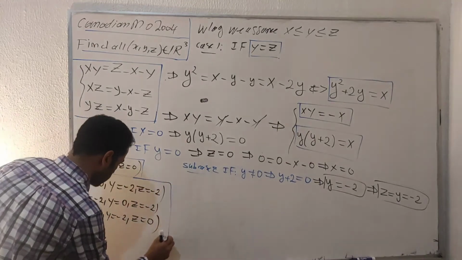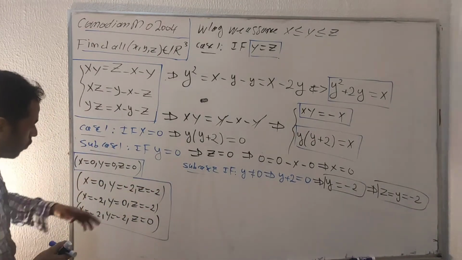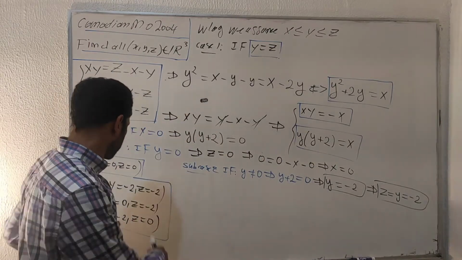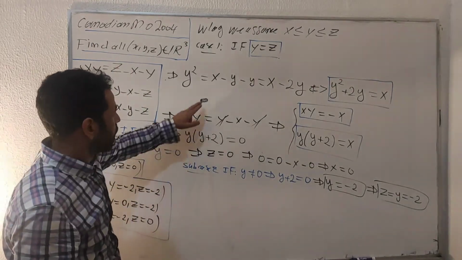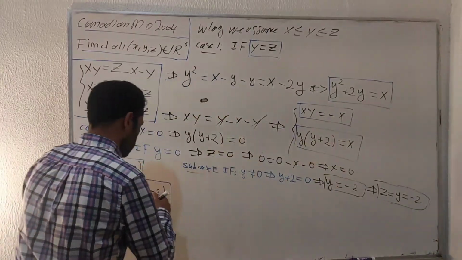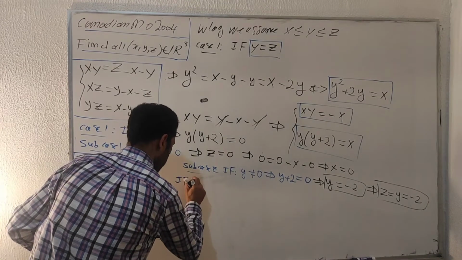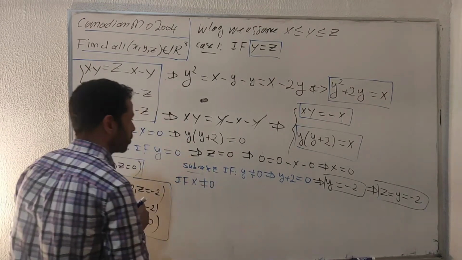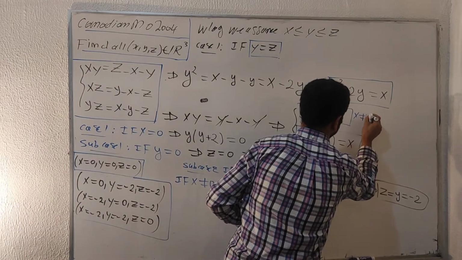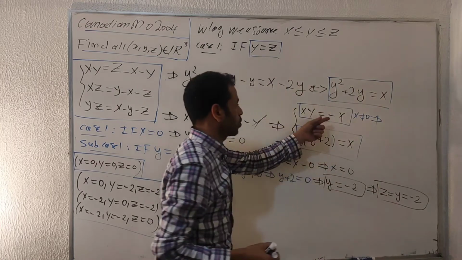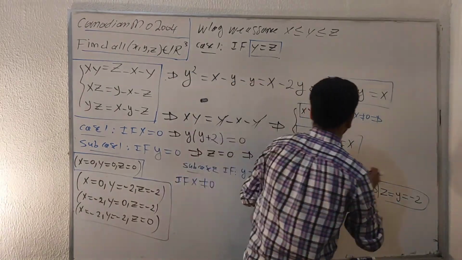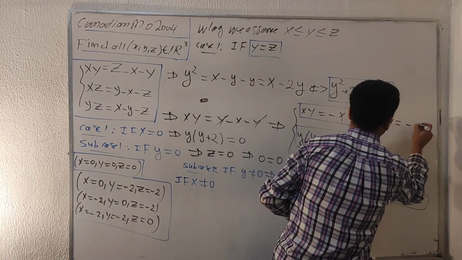So actually at this time I get 4 pairs of solutions. If x equals 0, it gives us all these solutions. What about if x is different than 0, which means we are going to use this equation. Now if x is different than 0, we are allowed to divide both sides by x, which means I have y equals minus 1.